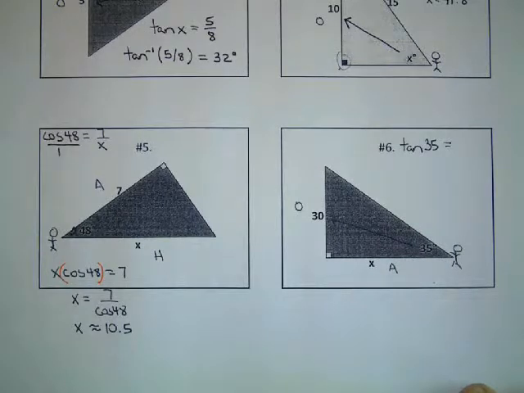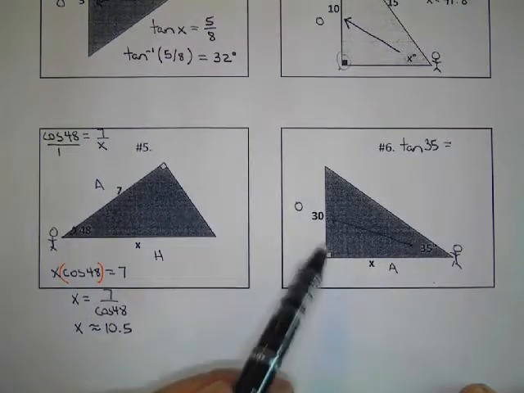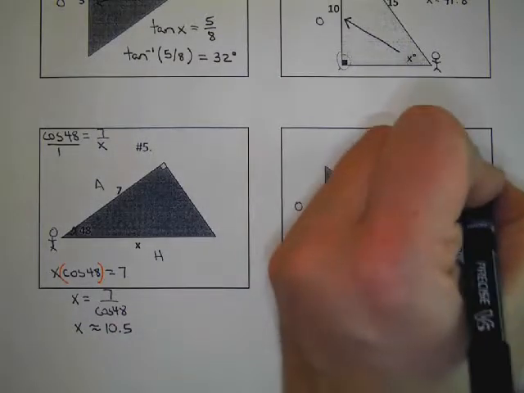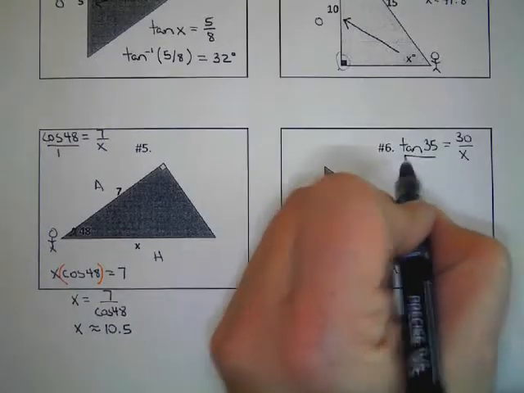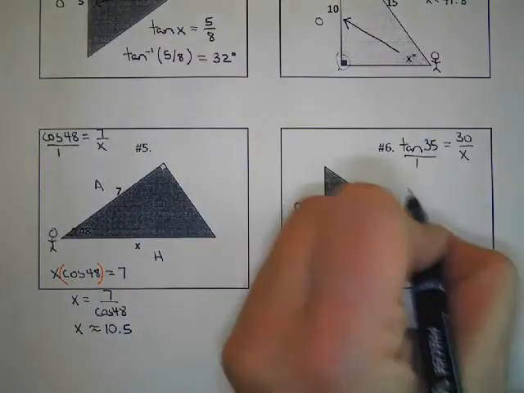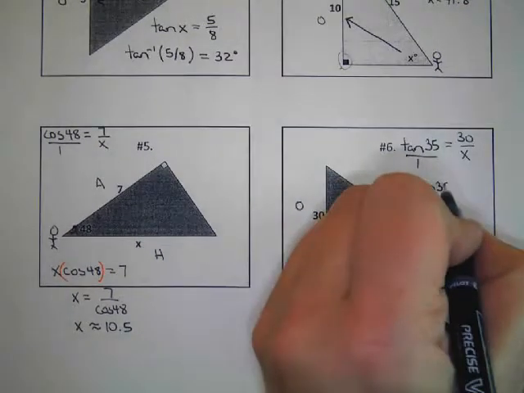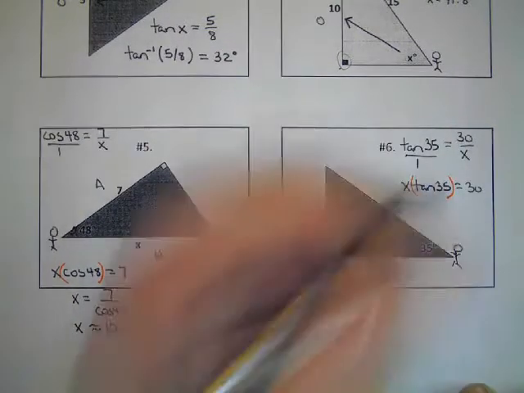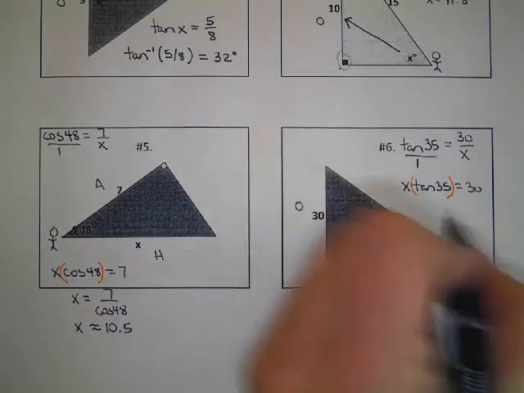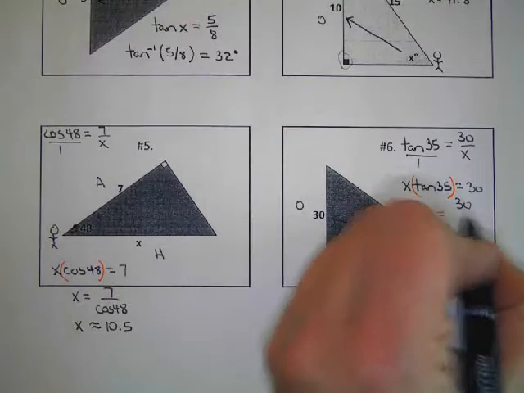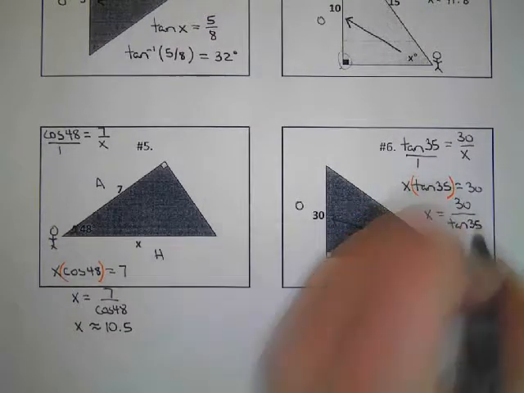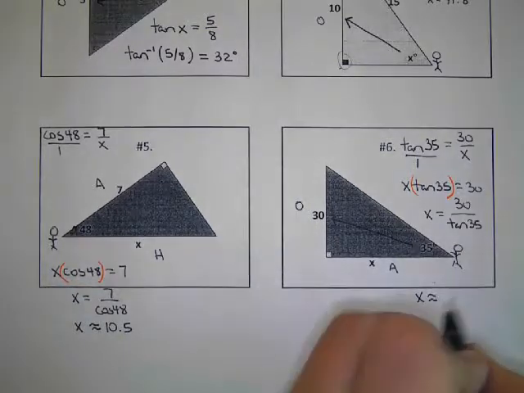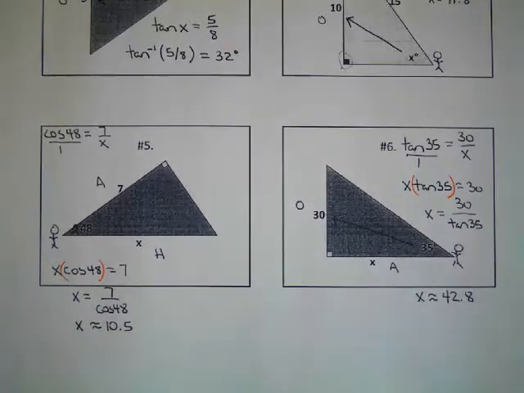So opposite over hypotenuse, tangent of 35 over 1, cross multiply. Again, put the parentheses there so you know that's one single number. Divide by tangent of 35. And you get x is about 42.8. So hopefully writing all those down, making sure you label opposite, adjacent, hypotenuse, this will give you a little extra help on solving for missing parts of a right triangle.